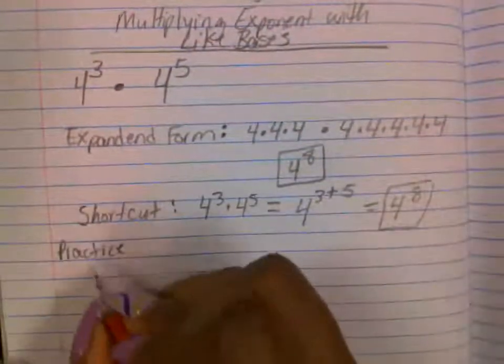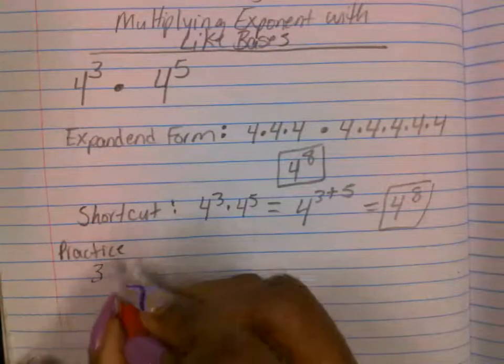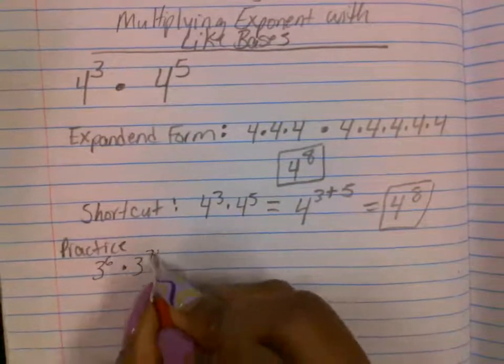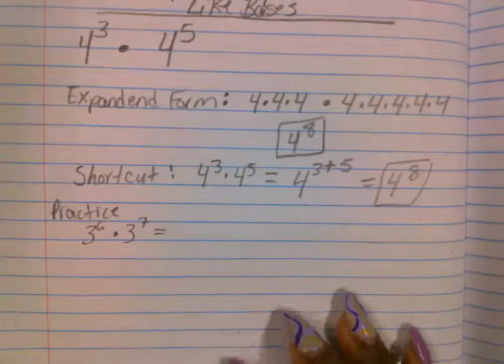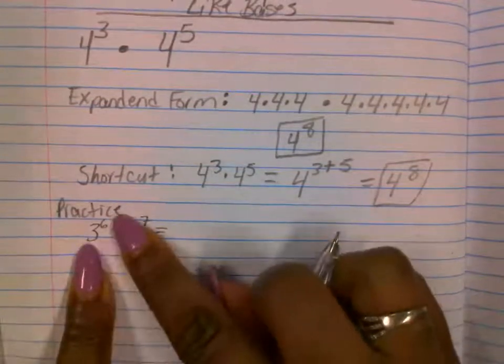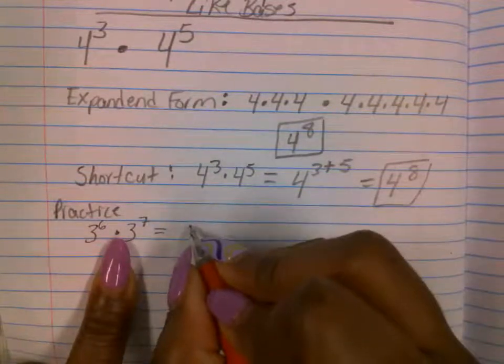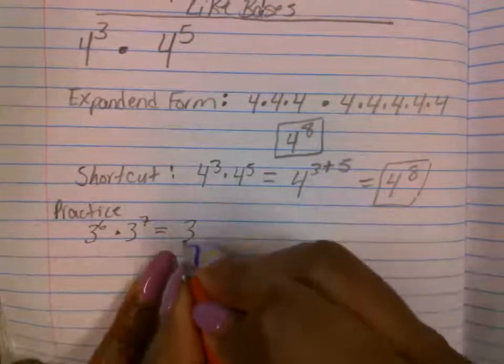We have 3 to the 6th power times 3 to the 7th power. Okay, so 3 is being multiplied 6 times here, then 3 is being multiplied 7 times here. So this is how we solve that. When the bases are alike, you add the exponents.